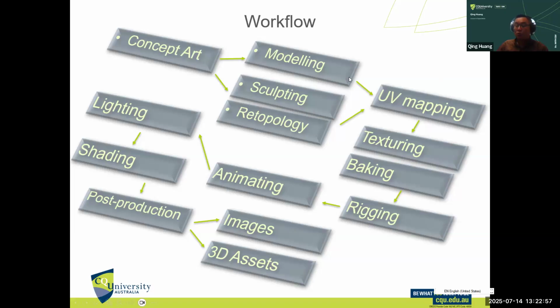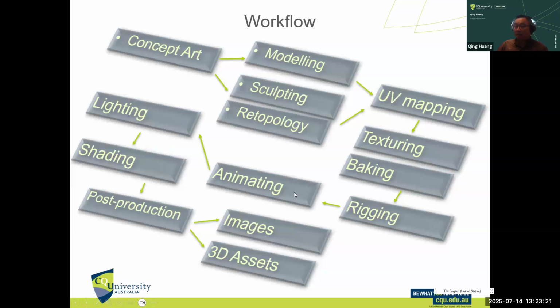Once you have the model, you have UV, organize the UV layout, and then texturize it if necessary. Bake the texture. You know that part already. You can bake all the lighting into specific texture maps, and then you rig your character, and then you animate it.